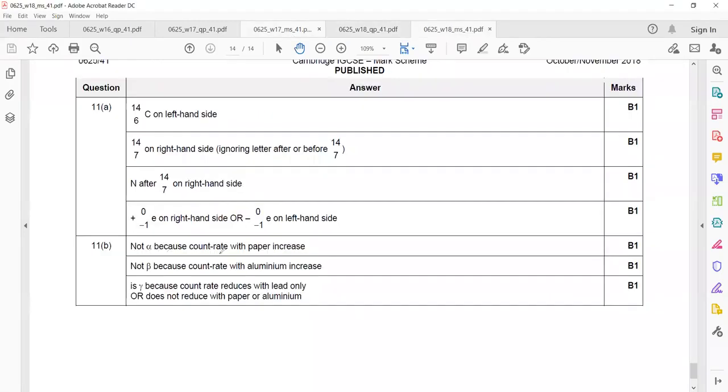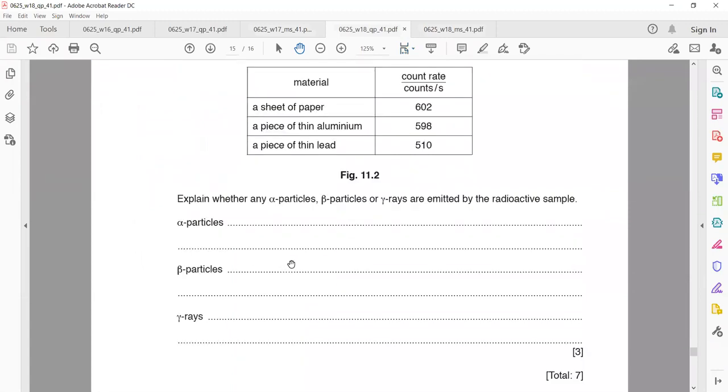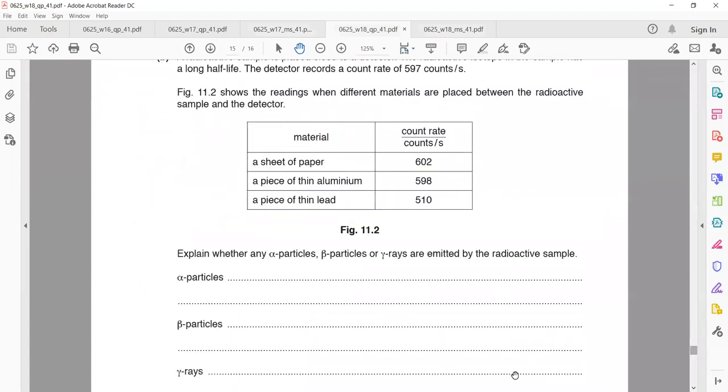Why was there no alpha? Because the count with the paper increases. Why was there no beta? Because the count with aluminum also increases, it does not change. And gamma, because the count rate reduces when lead is placed. So there is no alpha, there is no beta. Actually, this is a gamma source. The majority of the radiation coming out is gamma radiation.